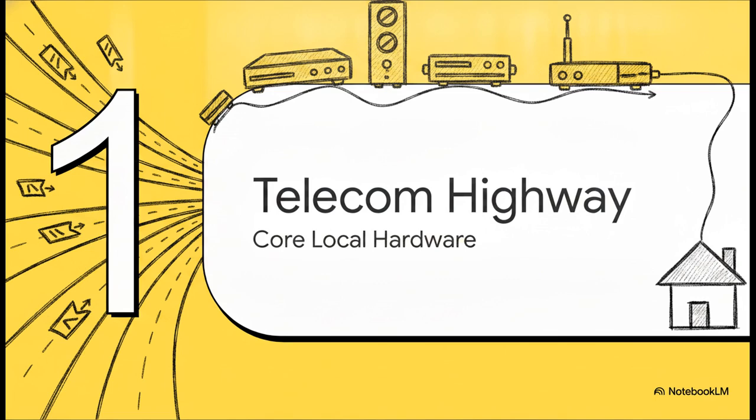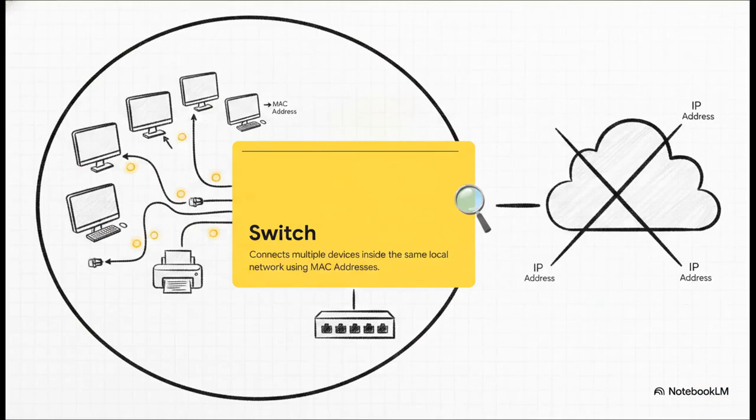Starting off with Section 1, inside the telecom highway. Our very first core piece of hardware is the switch. Now, from the outside, a switch just looks like a metal box with a bunch of ports. But functionally, you should think of it like a giant data multi-plug adapter. Say you have 5 computers in an office that need to share files or talk to a local printer. You plug them all into a switch using Ethernet cables.